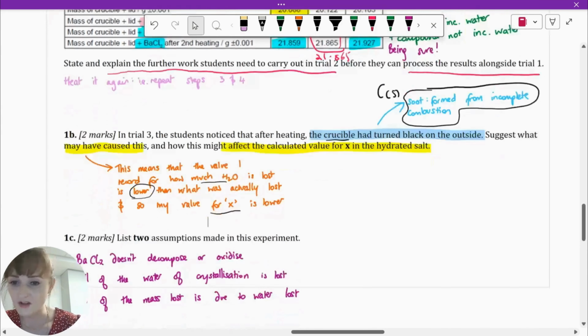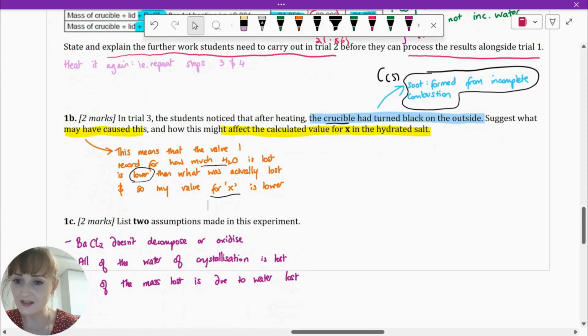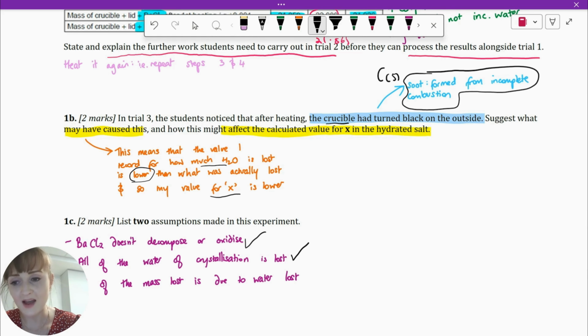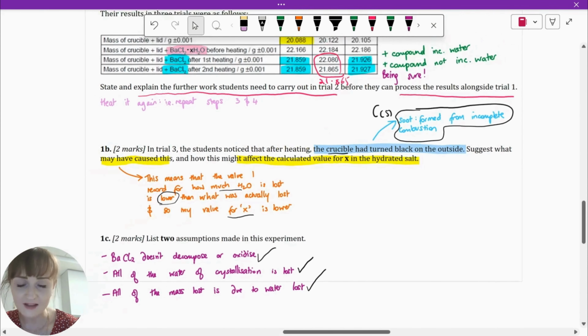The third part of this question asks you to list 2 assumptions made in this experiment. As we discussed, the assumptions are that the compound isn't decomposing or oxidizing, that we have lost all of the water of crystallization, and that all of the mass that has been lost is only because of water being lost and not because of anything else. So in this question, they actually never asked you to calculate the value of X. It's purely theoretical. But if you did need to do that, you would do so in the same way that we just did for the easy paper 2.